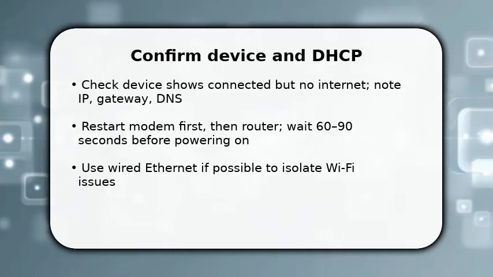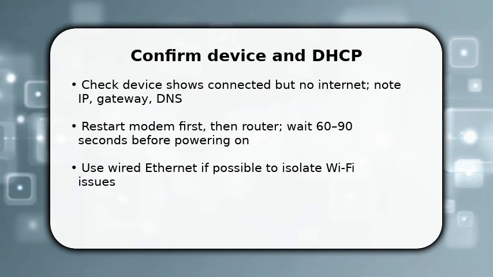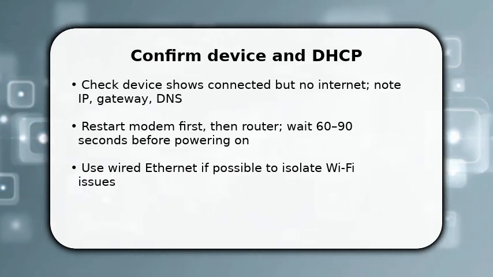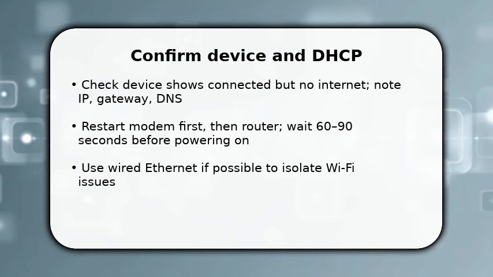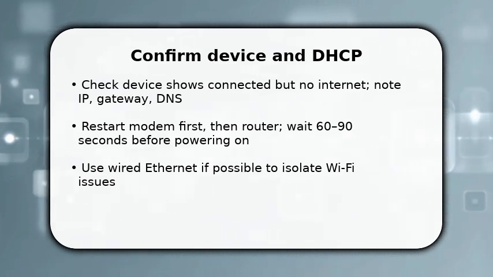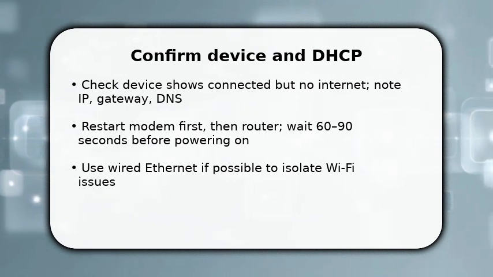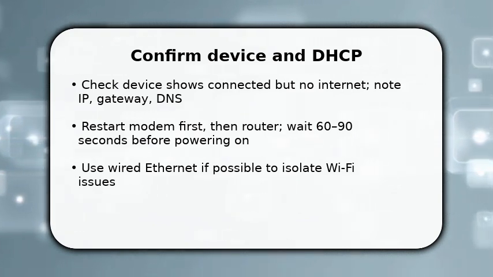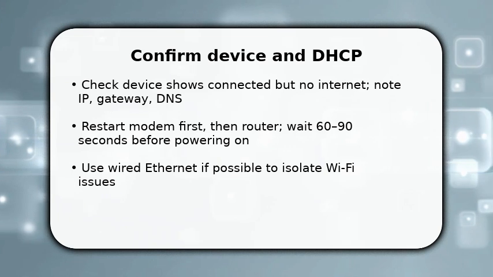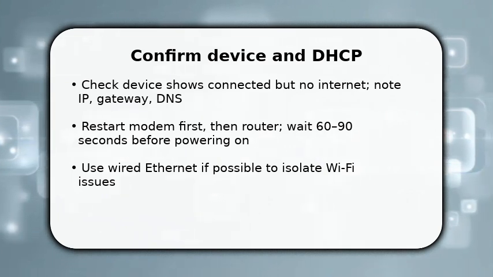You start by confirming the device state and grabbing key info, IP, gateway, and DNS. Power cycle the modem, then the router, because the provider modem often needs a fresh session. This clears stale DHCP leases. Once done, connect via Ethernet to remove wireless variables and check if you receive a private IP and gateway.